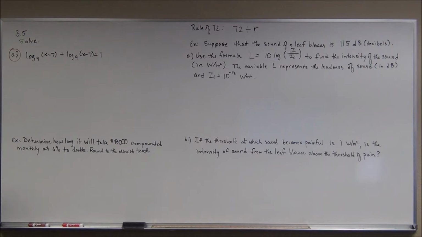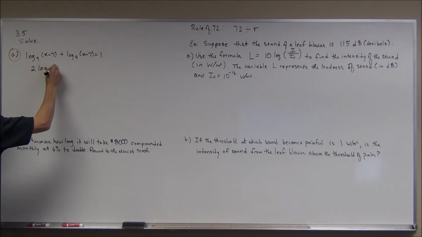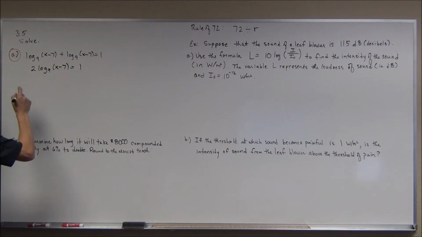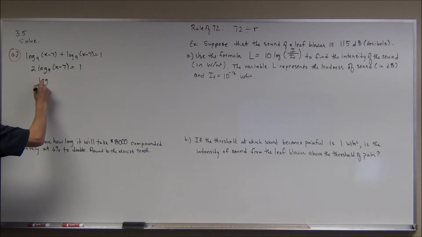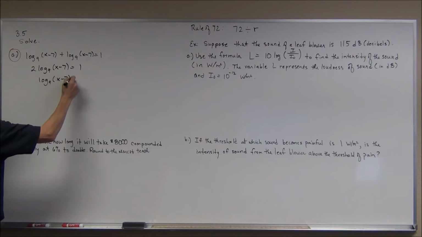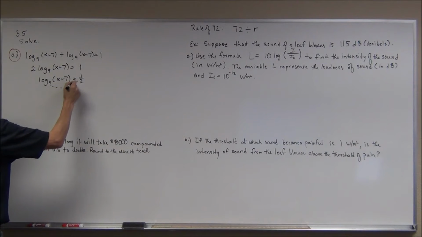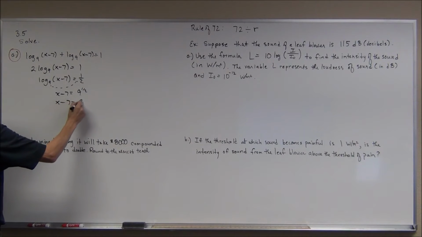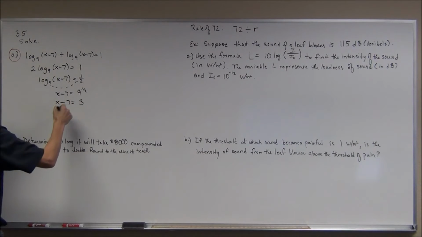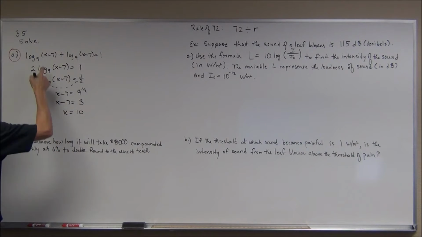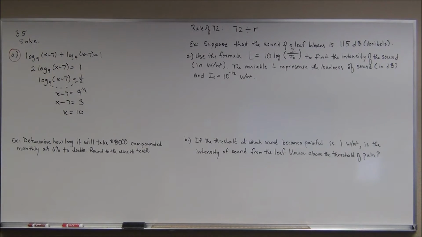First things first here, I noticed that I have the same exact logarithm here. So that would give me 2 log base 9 of x minus 7 is equal to 1. That's going to give me the log base 9 of x minus 7 equal to 1/2 if I divide both sides by 2. Now I'm going to change this to exponential form. I have x minus 7 is equal to 9 to the 1/2. x minus 7 is equal to 3, because that's the square root of 9, and so x is equal to 10. If I plug 10 back in, I'm going to get positive amounts, so that seems like a pretty legitimate answer.